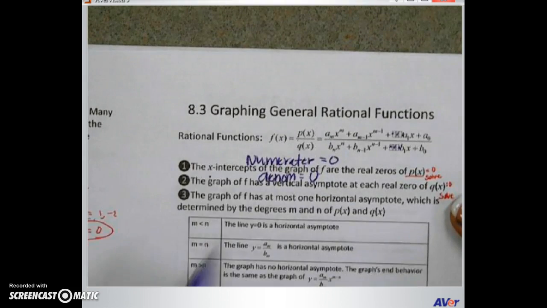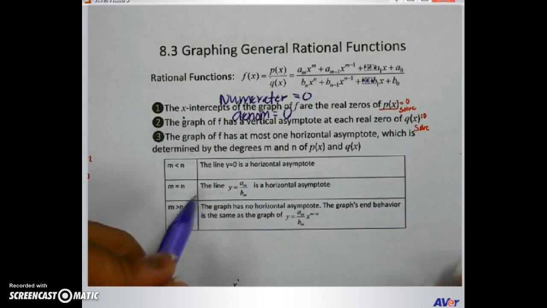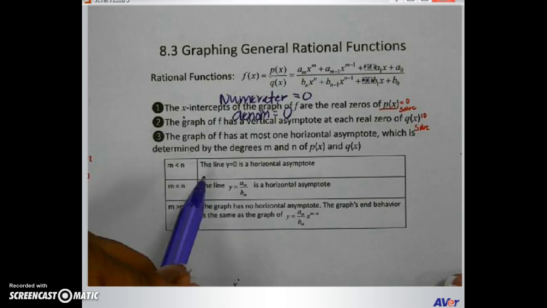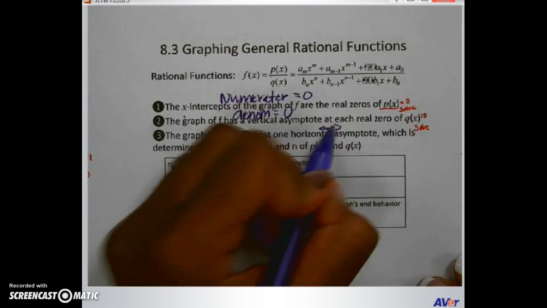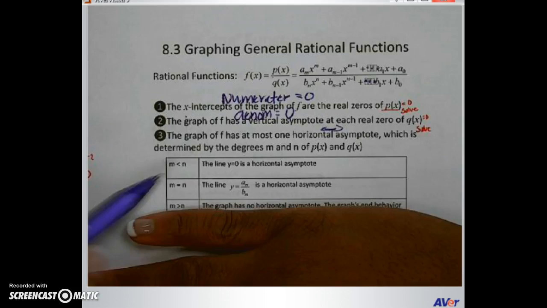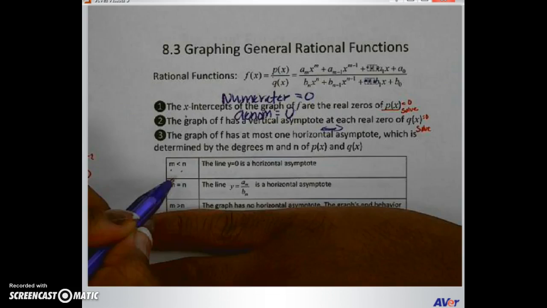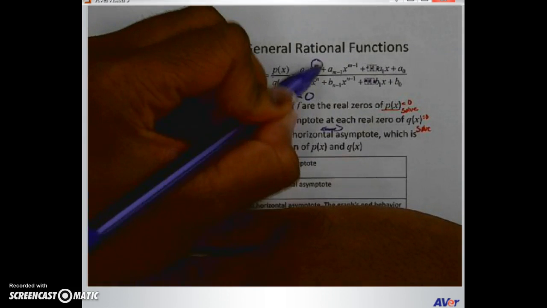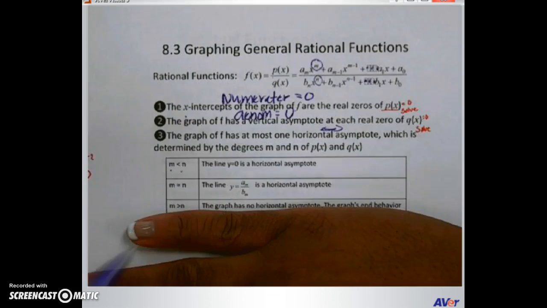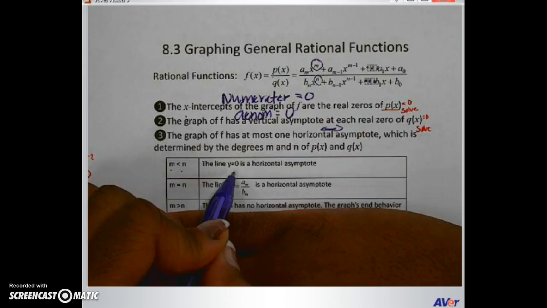Now, this is where things get exciting. So it's not always going to be a horizontal asymptote, but it'll be nice when it is. Here's when it will be. So there's two types of horizontal asymptotes that we're going to love. One is when m is less than n, and now you're wondering what the heck is m and what the heck is n. Well, where did those come from? Those came from these two, the degrees of the polynomials. If m is less than n, then automatically my horizontal asymptote is going to be y equals 0. For sure.